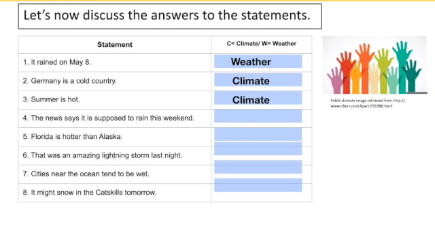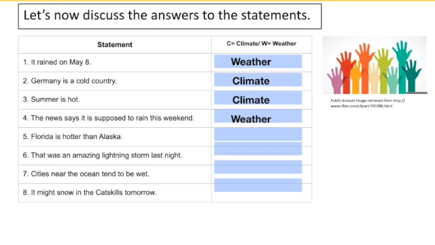Number 4, the news says it's supposed to rain this weekend. This is a statement about weather because it's referring to a discrete weather event, a single rainstorm, on a particular weekend, a very short period of time. A rainstorm is a temporary, short-term atmospheric event, so that counts as weather.